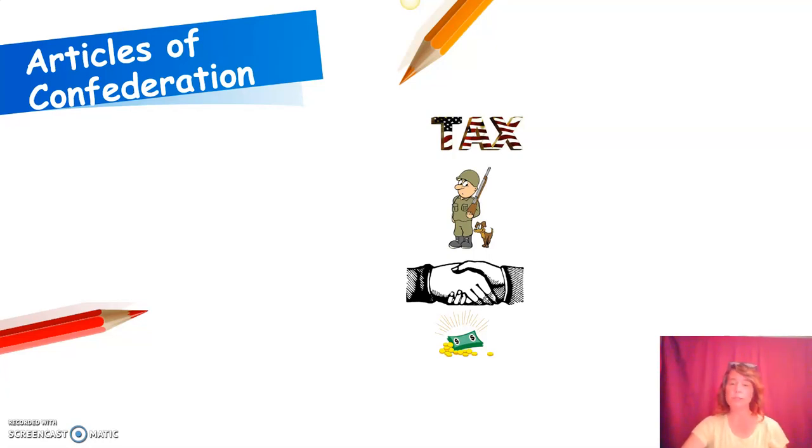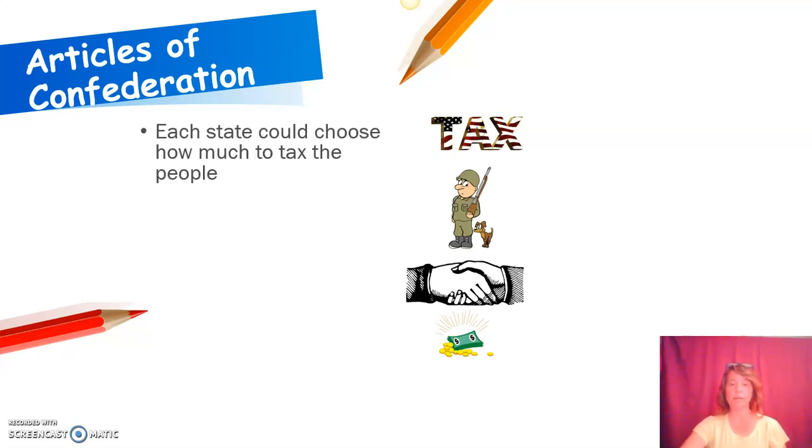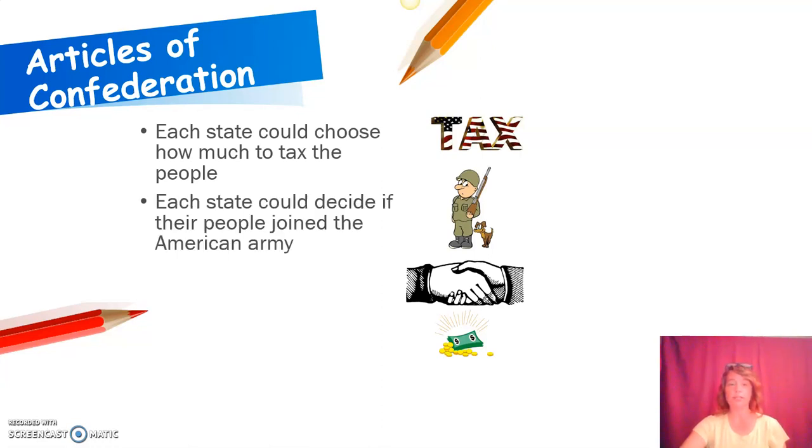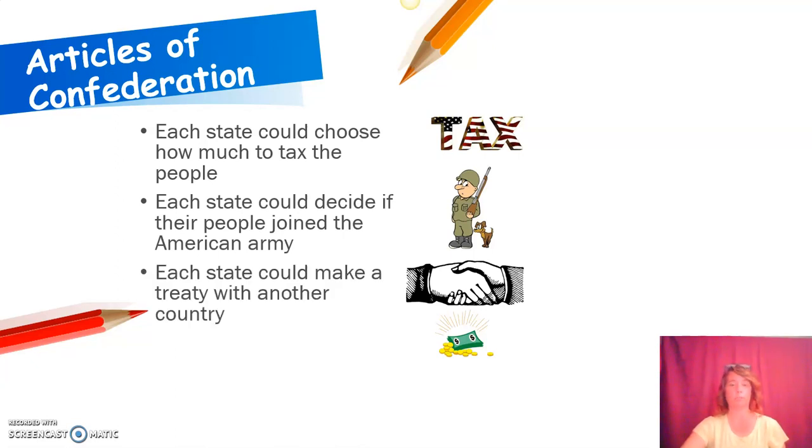They were able to make choices that affected the other states, and it didn't bother them if it hurt the other states. Each state was able to choose how much tax they gave to the people. Each state could decide if their people were going to join the American army or not. Each state could make a treaty with another country that other states couldn't do. For example, Virginia could make a deal or a bargain with France, but none of the other states could do the same thing. That wasn't fair.